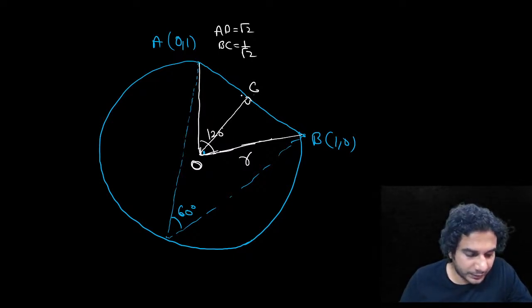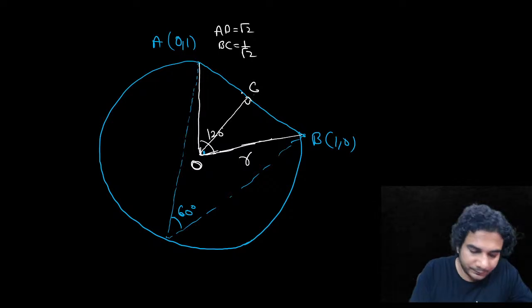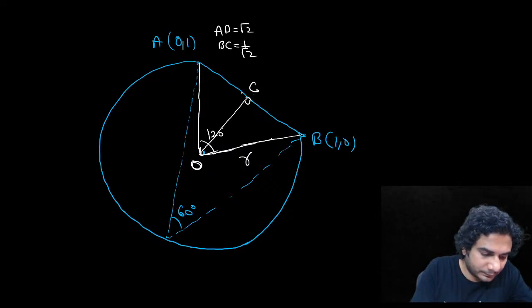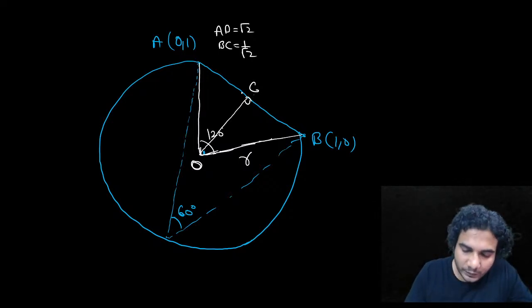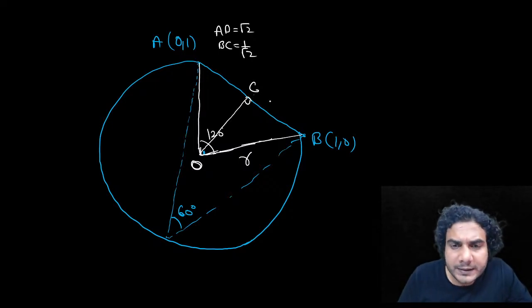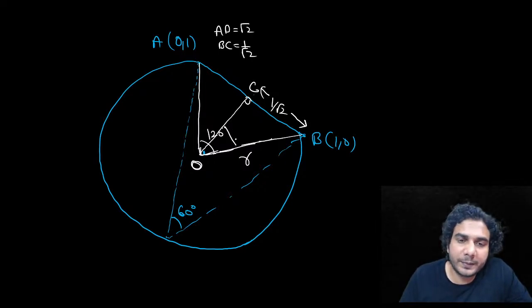Now wait a minute, let me check. All right. So this BC is 1 by root 2. Okay, this distance is 1 by root 2. Now you can use this geometry. This angle is going to be 60 degree and you can find radius easily.